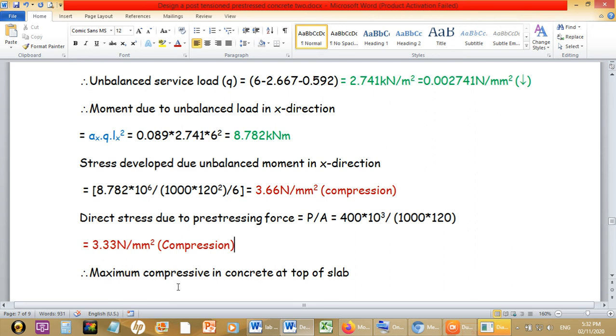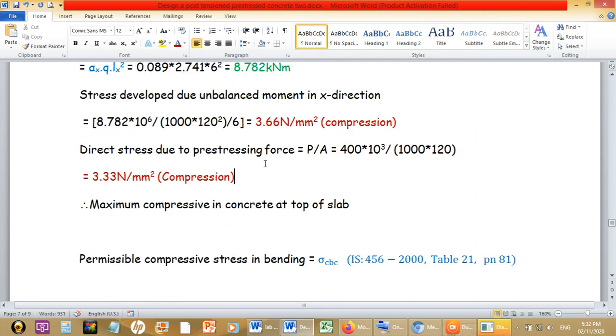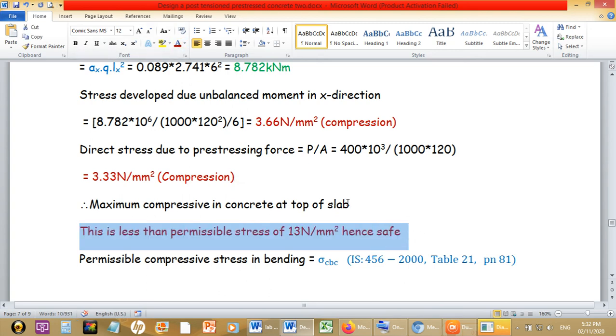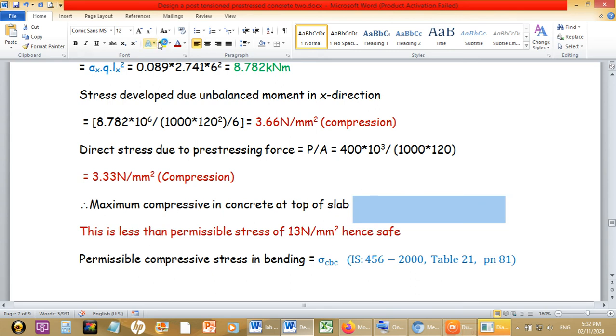Now we calculate the maximum compressive stress in the concrete at the top by considering both the stresses due to the direct load and the stresses due to the bending moment. That is nothing but the addition of these two. Therefore that value is 3.66 plus 3.33, which is 6.99 MPa or Newton per mm square.